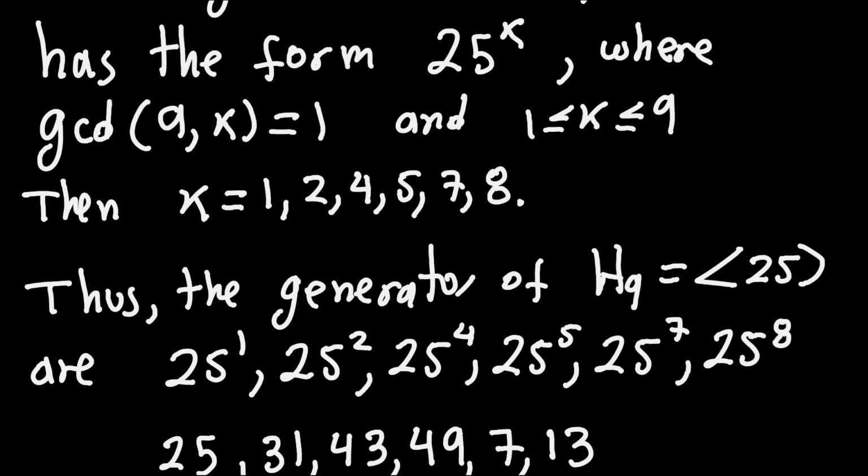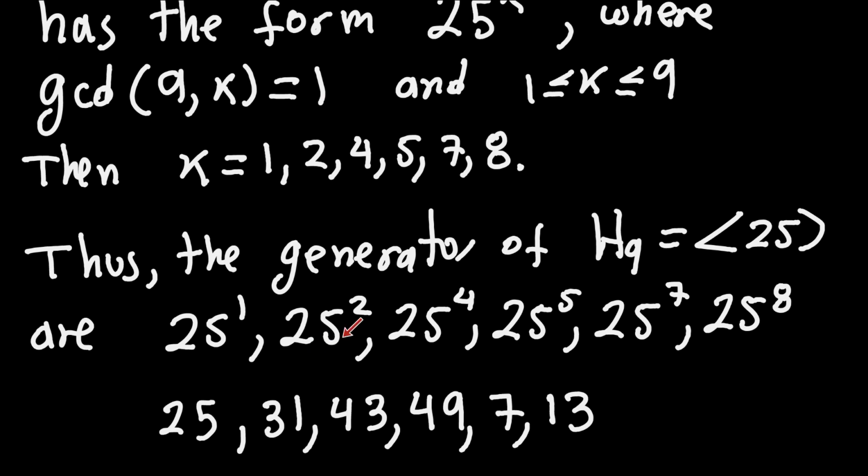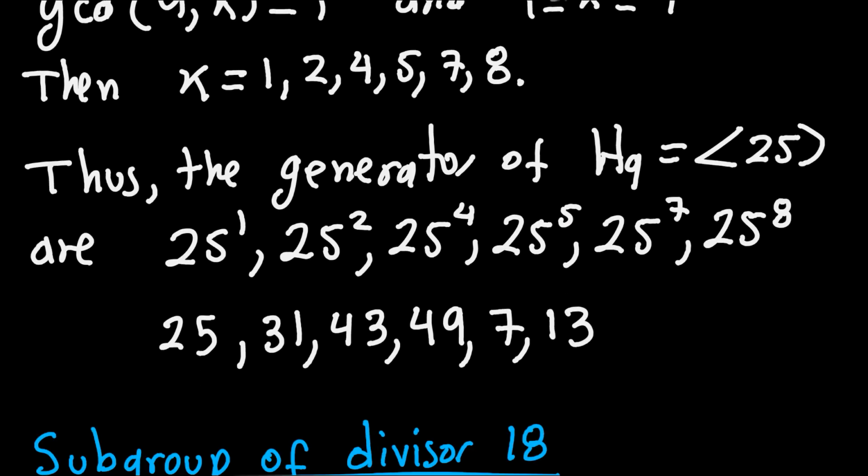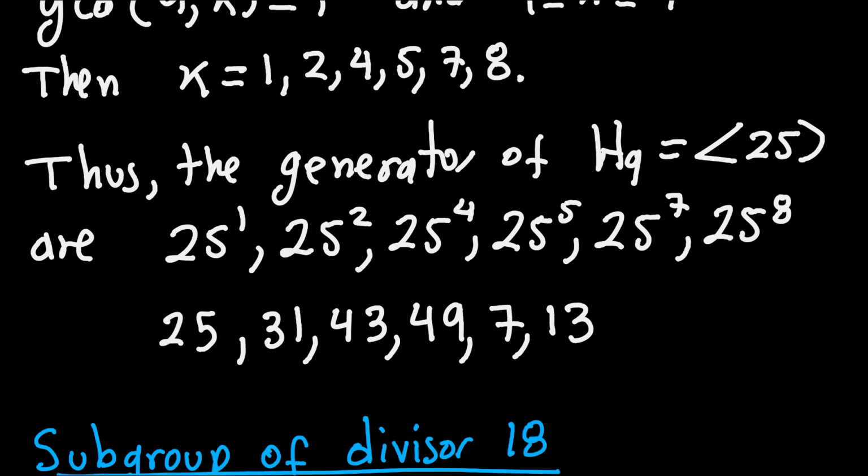So it's going to be the generators of this. So it will be 25 to the first, second, fourth, fifth, seventh, and eighth. That's corresponding to this one. And again, this is all modulo 54, so you get this. So these are the generators of this subgroup here.